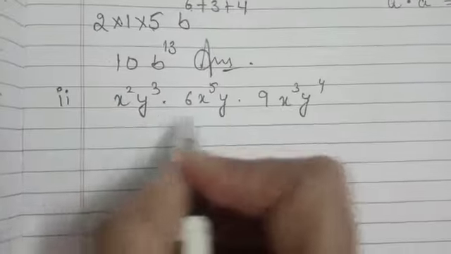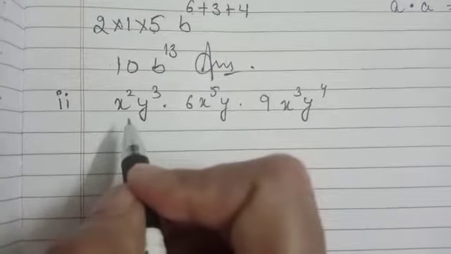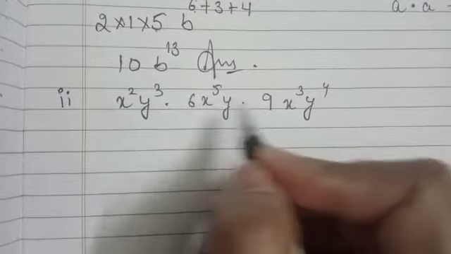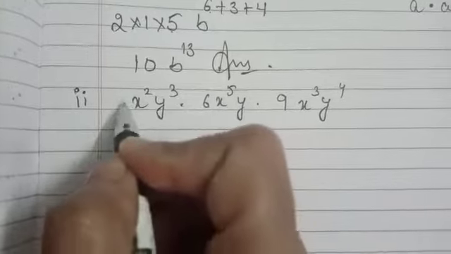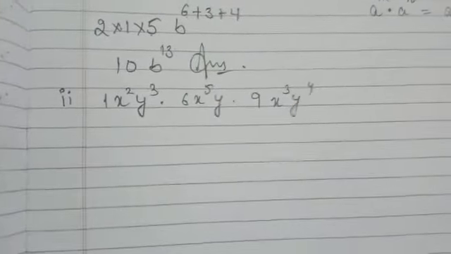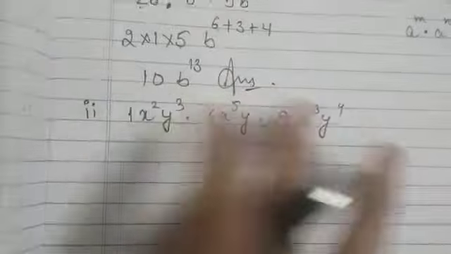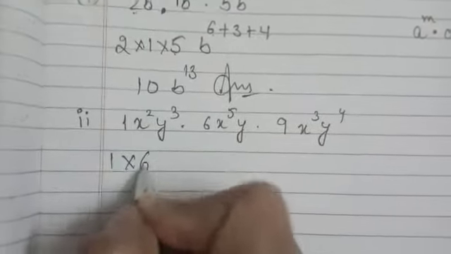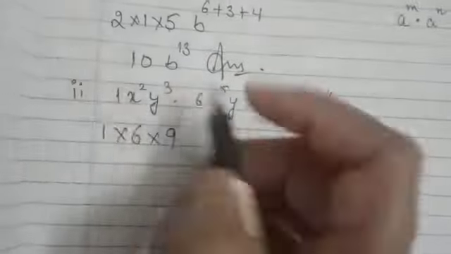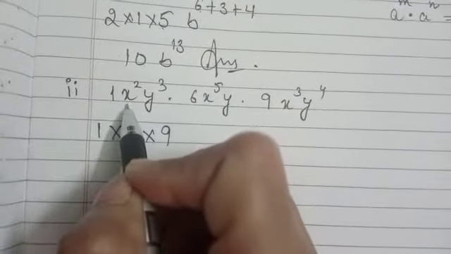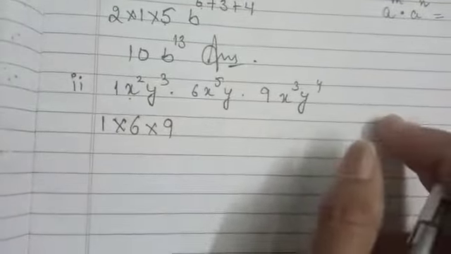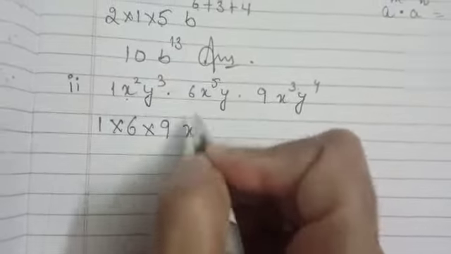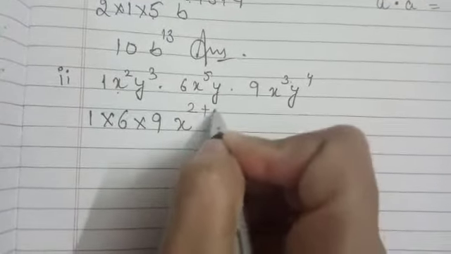So now the next question. See beta, firstly multiply the coefficients. It doesn't have any coefficient, so we will write 1. If you are not writing 1, it's okay, but it should be understood by you. Right? So multiply it. Now see x only: x raised to power 2, x raised to power 5, x raised to power 3, and all are multiplying each other. Write x as it is, its power 2 plus 5 plus 3.